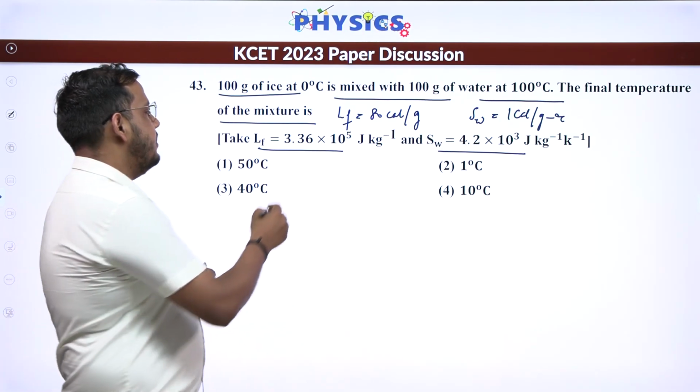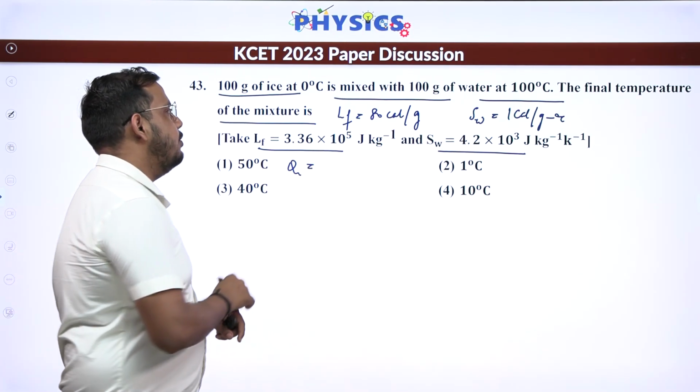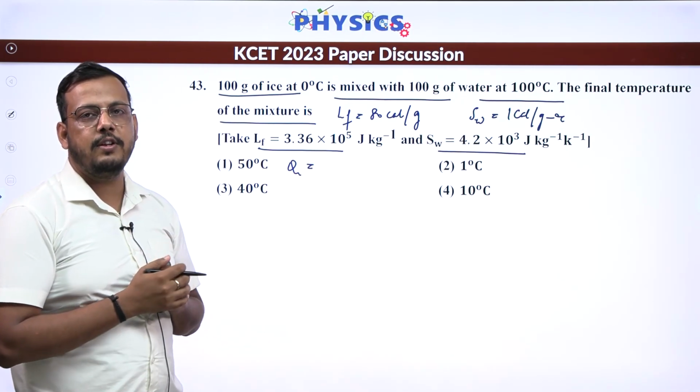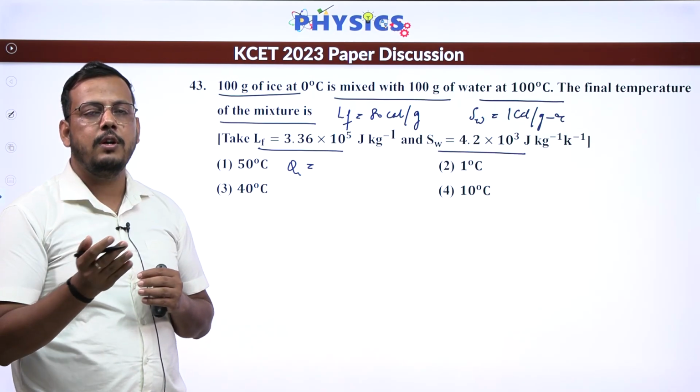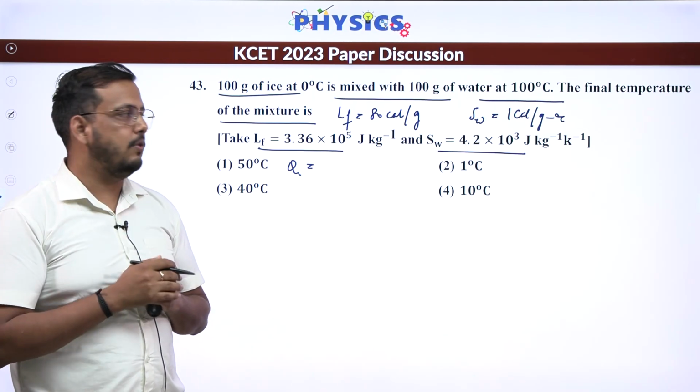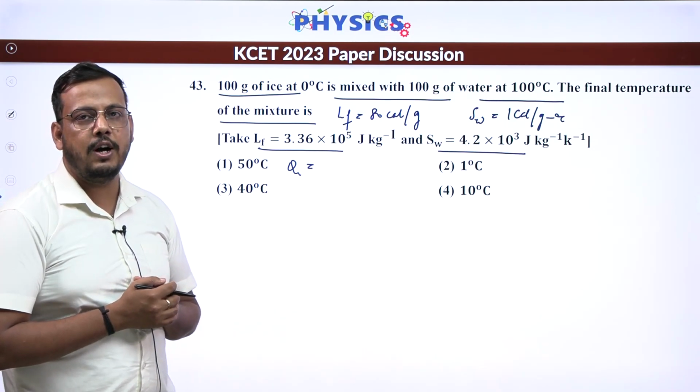So for example, let's suppose I require to melt 100 gram of ice at 0 degree Celsius to 100 gram of water at 0 degree Celsius, then how much heat is required to melt the ice?